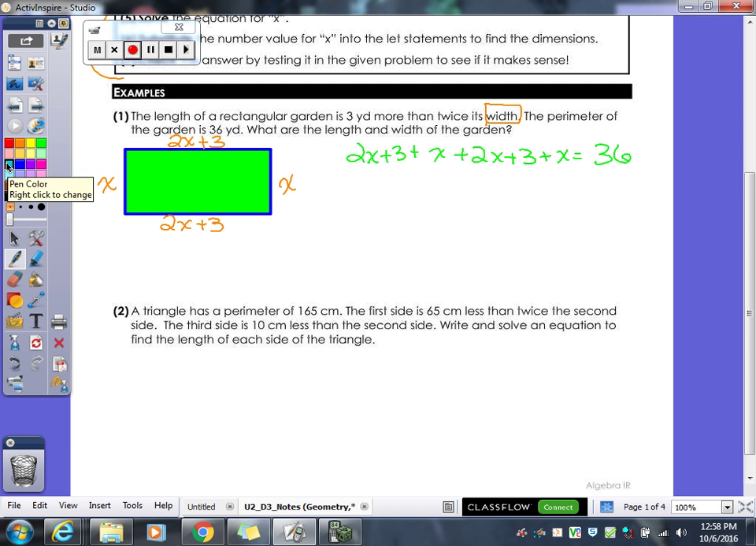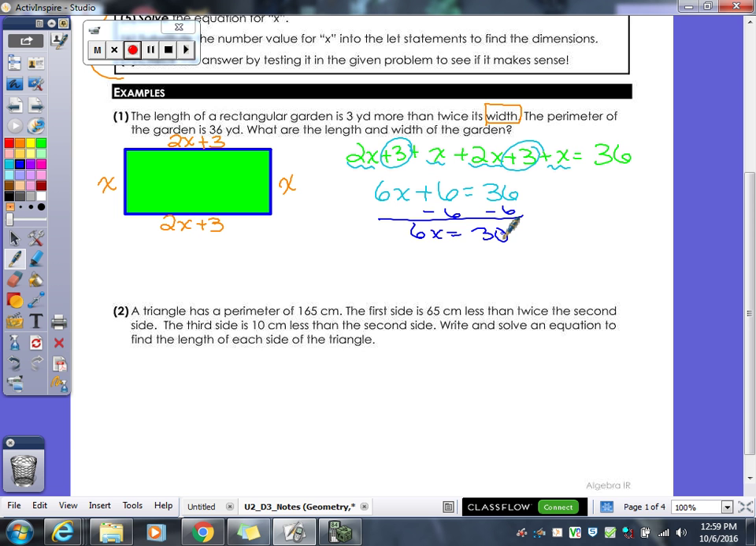So now we just have to combine our like terms. 2x plus 1x plus 2x plus 1x. How many x's do we have? 6. So we have 6x plus what? We've got a 3 and a 3, plus a 6. So 6x plus 6 equals 36. Then you guys are really good at solving these. Subtract your 6 over. So I get 6x equals 30. Divide by 6. What does x equal?